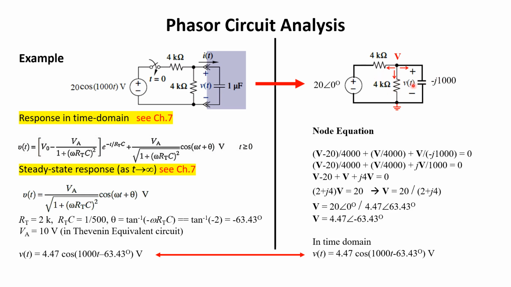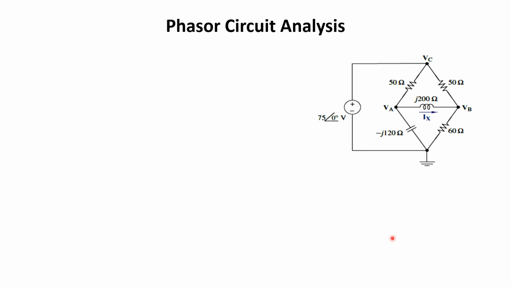We write either a loop equation or a node equation. We find the response in phasor domain, or in the phasor form, and then we convert this into the time domain. I have discussed this in earlier slides of this lecture.